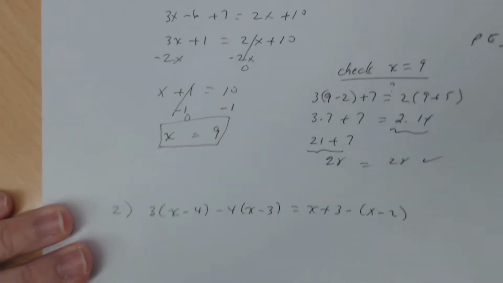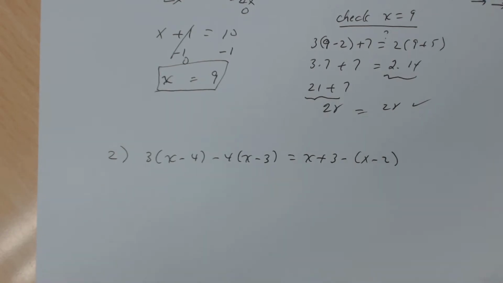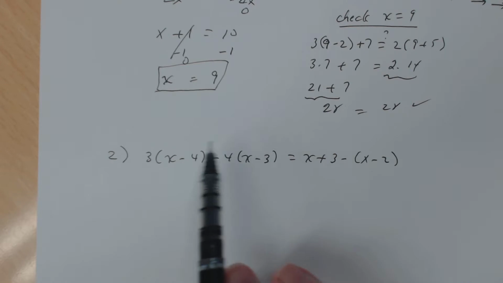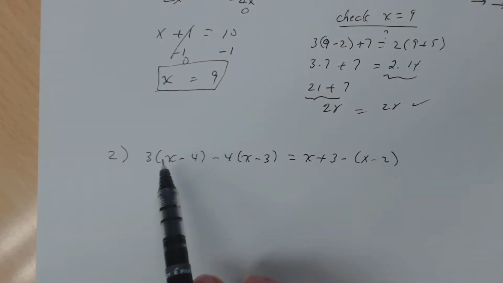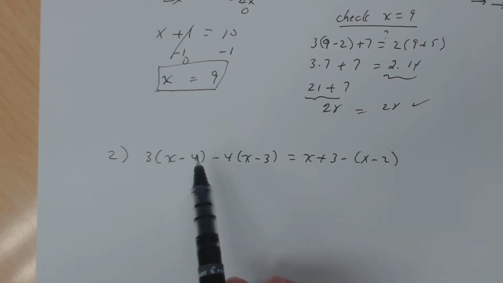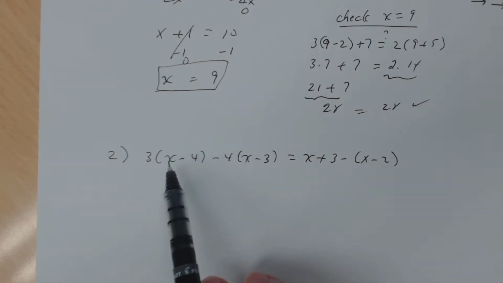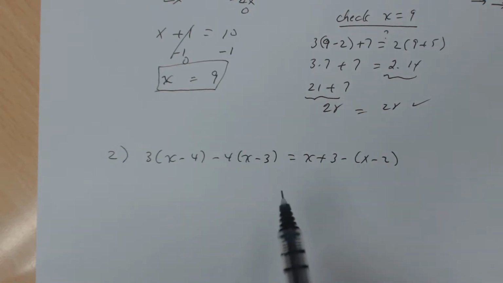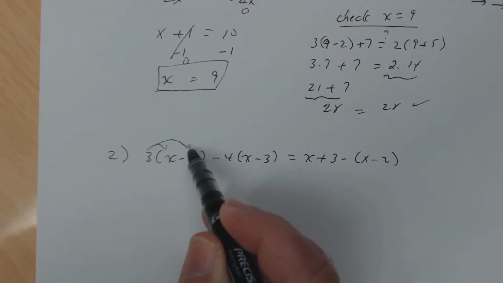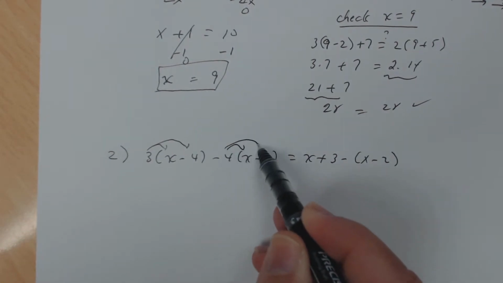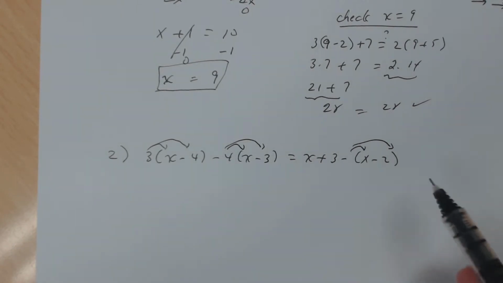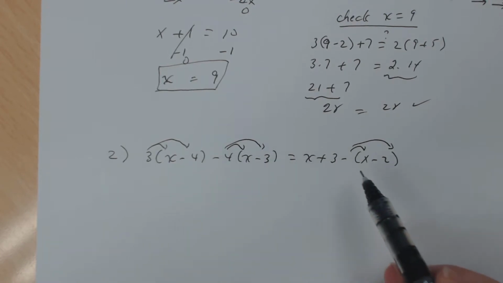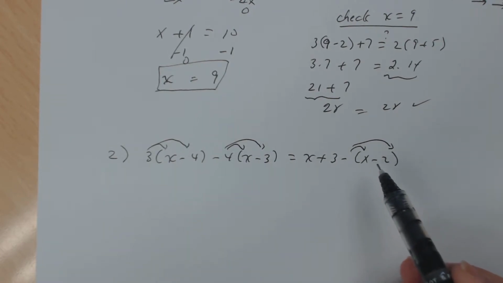Alright, now, again, I want to solve the solution. So I want to find out what value of x will make this side equal to the right-hand side. So I'm going to follow those steps. The first step is to get rid of the parentheses. So I'm going to use the distributive property here, and here, and also here. So I have 3 sets of parentheses. So I'm going to use the distributive property 3 times.